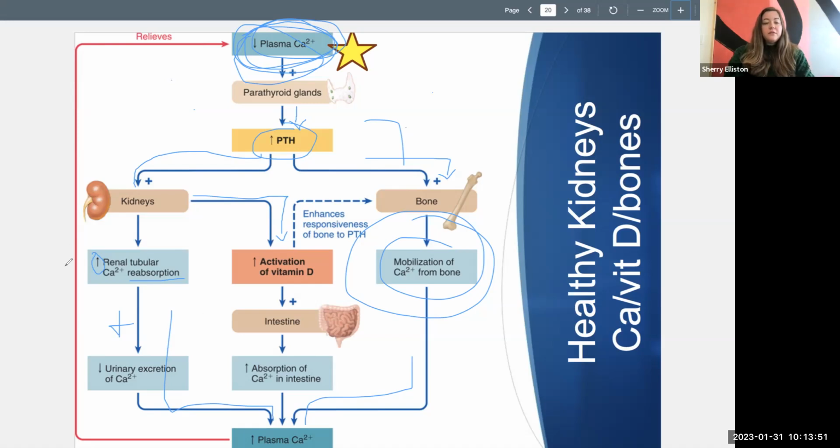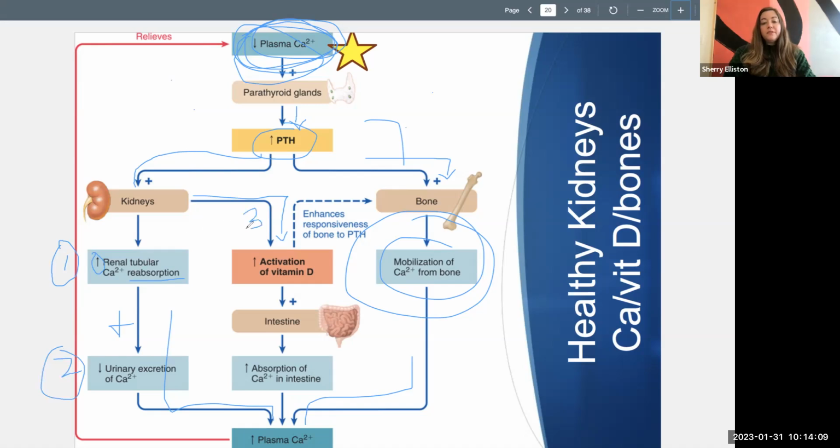So I want you to remember this. The kidneys, this is why they're so important in this area. The kidneys, number 1, reabsorb calcium. Number 2, they hold on to calcium, so they stop getting rid of it.